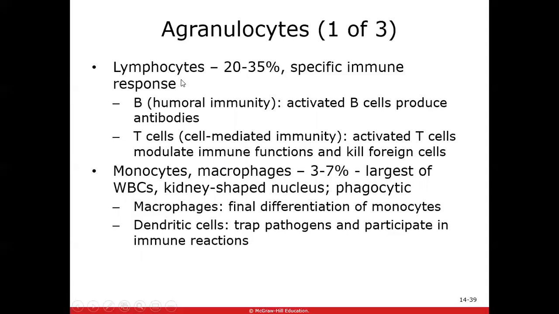The agranulocytes, 20 to 35% are made up by the lymphocytes. Lymphocytes are the ones that give the specific immune response. You have B lymphocytes and T lymphocytes. Then you have the monocytes or the macrophages. These make up the phagocytes, so they're the largest white blood cells. They're phagocytic. So you have macrophages and dendritic cells.